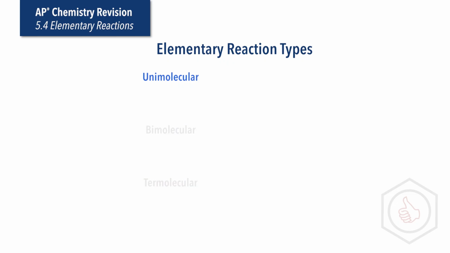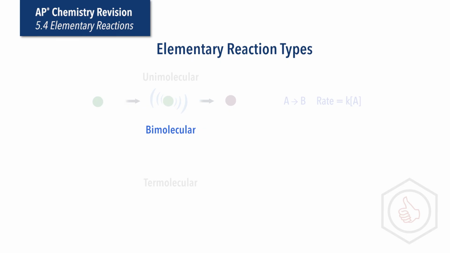A unimolecular reaction involves one molecule decomposing to form a product. So, for example, A going to form B would give a rate law as rate equals rate constant k multiplied by the concentration of A, and the reaction would be first order overall.